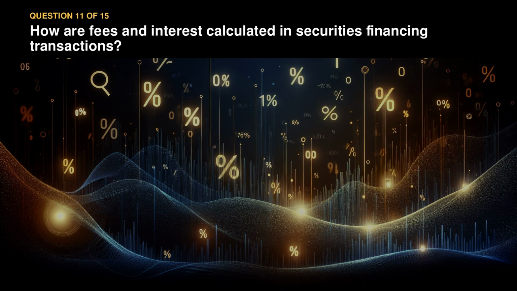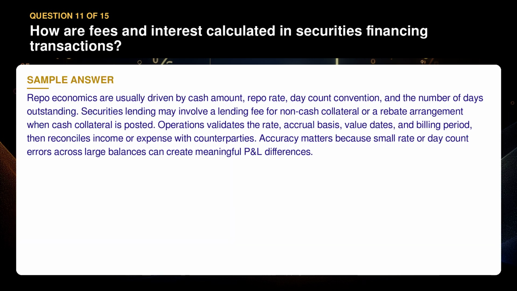Question 11. How are fees and interest calculated in securities financing transactions? Repo economics are usually driven by cash amount, repo rate, day count convention, and the number of days outstanding. Securities lending may involve a lending fee for non-cash collateral or a rebate arrangement when cash collateral is posted. Operations validates the rate, accrual basis, value dates, and billing period, then reconciles income or expense with counterparties. Accuracy matters because small rate or day count errors across large balances can create meaningful profit and loss differences.